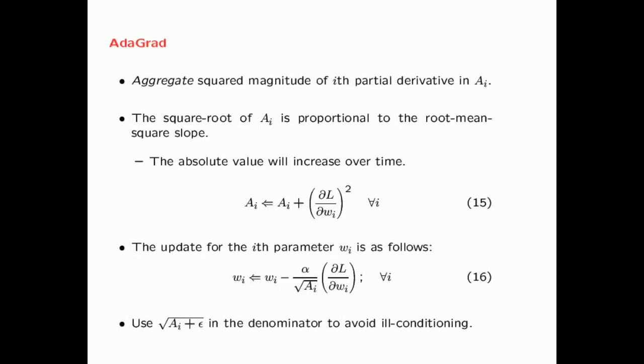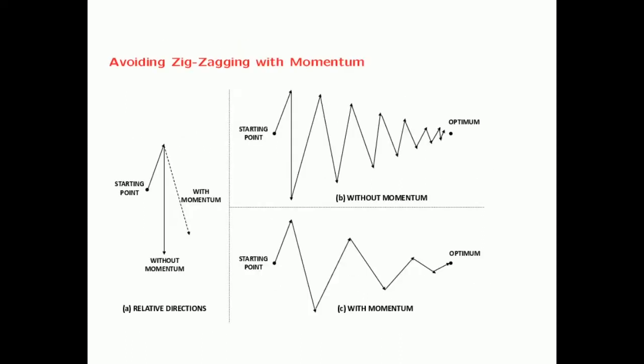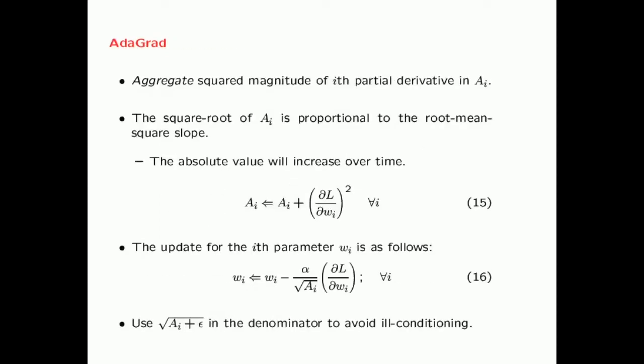Then you normalize your gradient descent step by the square root of A_i. By doing this, you will again be able to get larger steps in the direction of consistent movement, which is like the bottom set of steps, and it will reduce your number of steps.